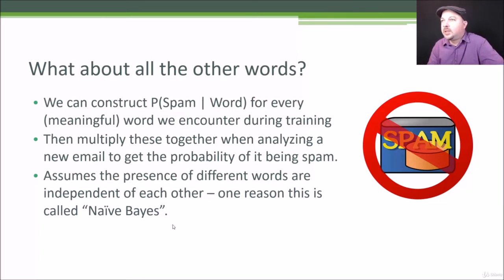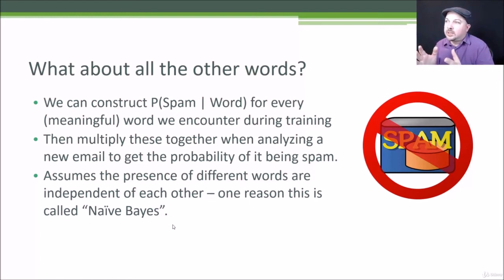What we can do is train a model on every word that we encounter during training, throwing out things like a and the and meaningless words like that, of course. And then when we go through all the words in a new email, we can multiply the probability of being spam for each word together. And then we get the overall probability of that email being spam.